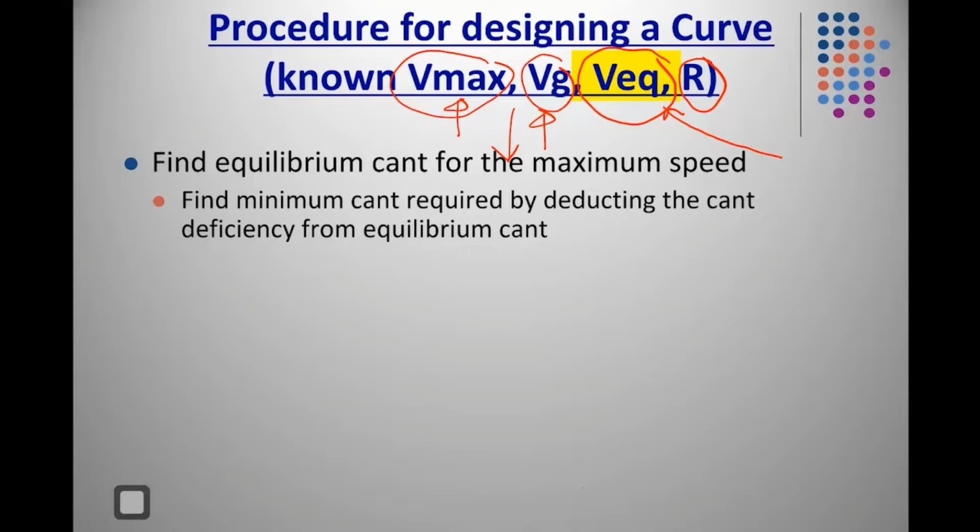Normally, in the current situation, we do not know V equilibrium as of today; we do not get it from the PC or from headquarters. So we know the V maximum, we know the V goods, we know the radius. So the procedure we are following is we will find the equilibrium cant for maximum speed. For V maximum we will find the equilibrium cant. Find minimum cant required by deducting the cant deficiency from the equilibrium cant.